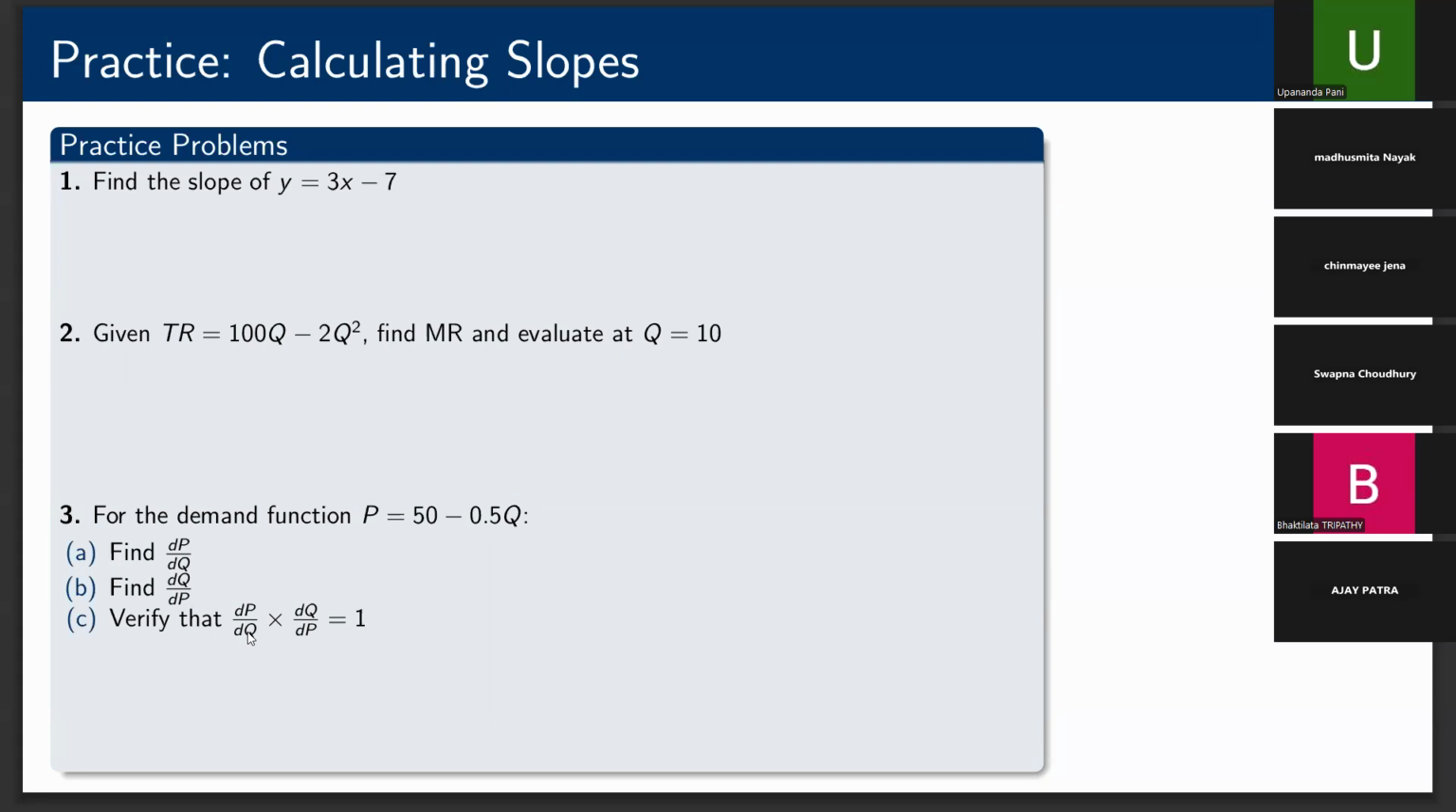So find MR. Slope is the marginal revenue. What is the slope? Slope will be the derivative of total revenue with respect to Q. In place of TR, I can write 100Q minus 2Q squared.